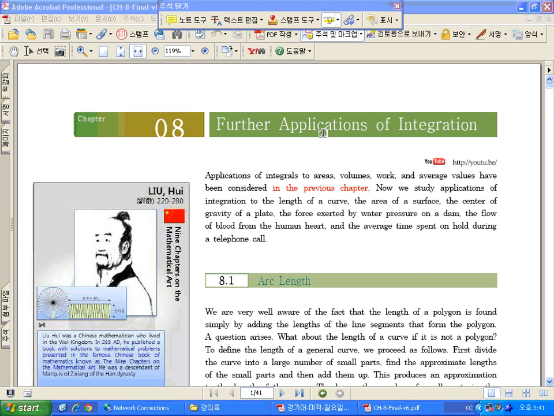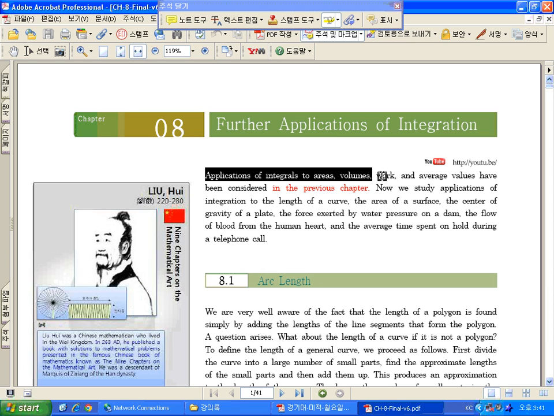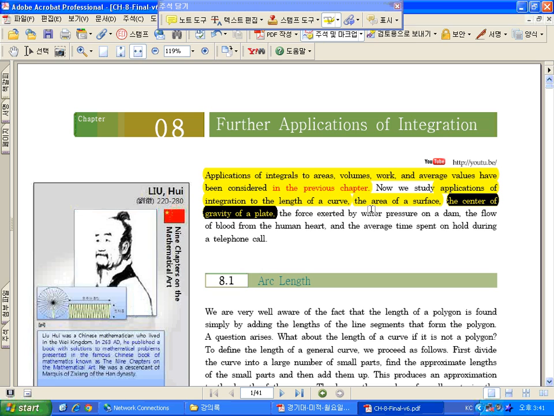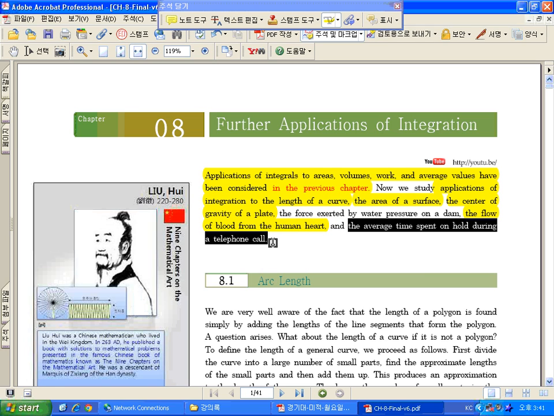Okay, chapter 8, the applications of integration. Applications of integration to areas, volume, work, and average values have been studied in chapters 6 and 7. Now we study applications of integration to the length of a curve, the area of a surface, and the center of gravity of a plate, the force exerted by water pressure on a dam, the flow of blood from the human heart, and the average time spent on hold during telephone calls.